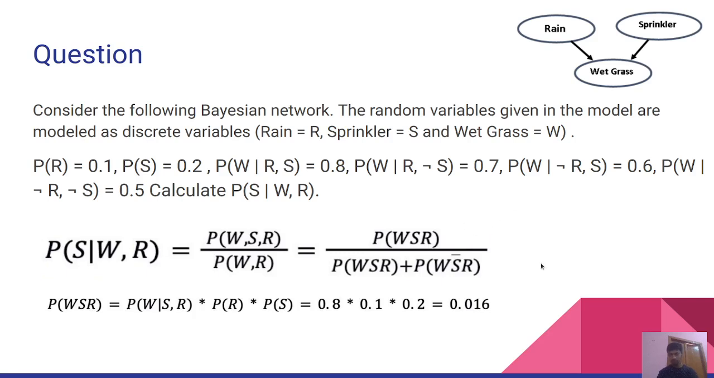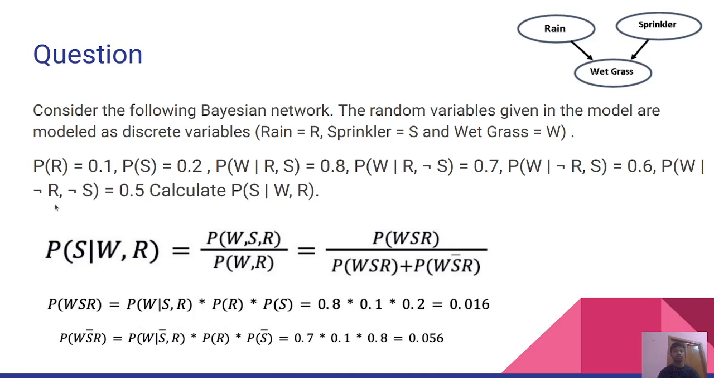Okay, then let's find out the denominator. P of W given S prime (S bar) then R. So we have to find out P of W given S prime, R into P of R into P of S prime, right? So what is the probability there? P of W given S prime and R, so this one is the condition. So it is 0.7. Okay.